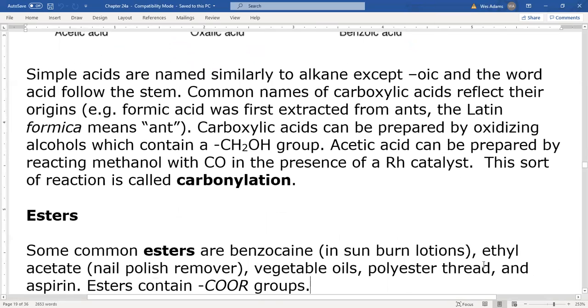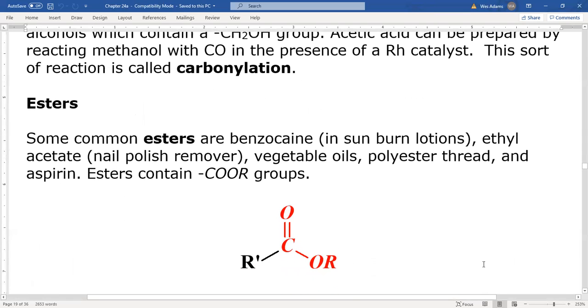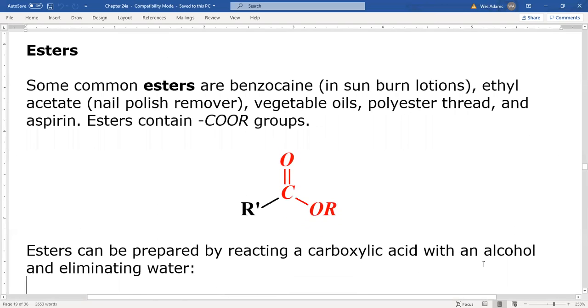Esters, for example, benzocaine in sunburn lotions, ethyl acetate in nail polish remover. Vegetable oils contain esters in terms of, say, triglycerides. Polyester thread and aspirin also contain them. They contain that COOR group, where the R has to be a carbon containing group and not a hydrogen. The R prime can be whatever.